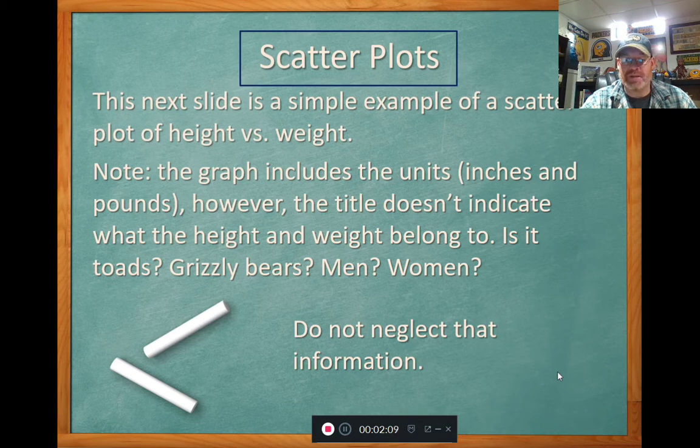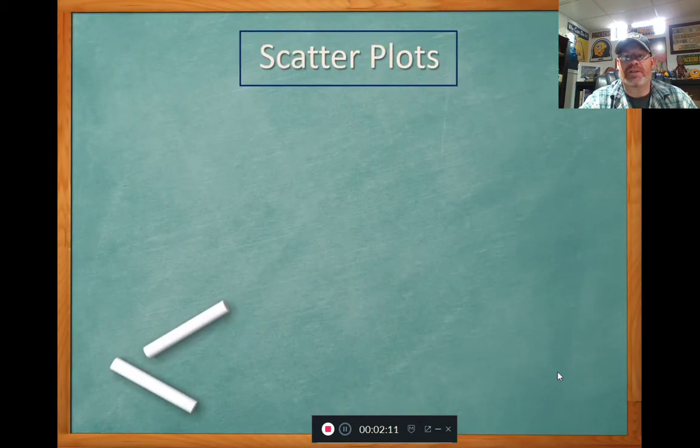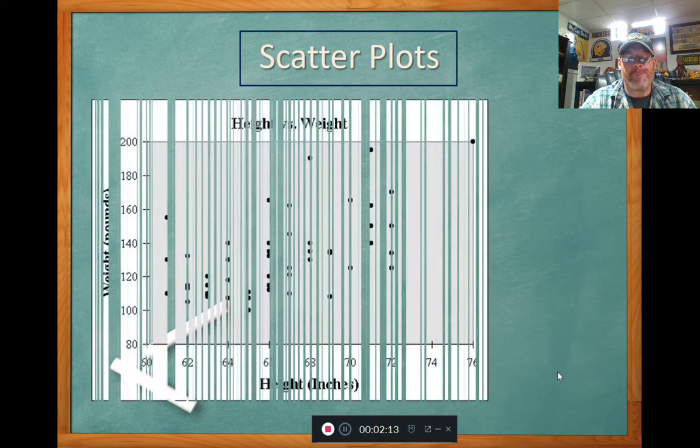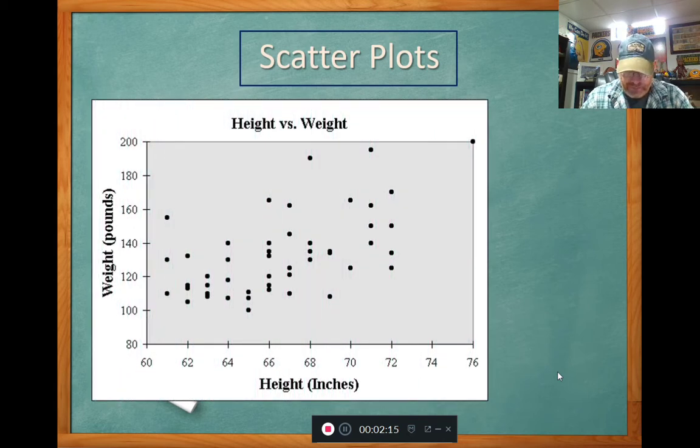So here is the aforementioned scatter plot. And like I said, we do have weight on the y-axis, height on the x-axis, including the units, which is something you always want to include. But for the height versus weight, we have no idea what that is about, and we need to have that as part of our title.